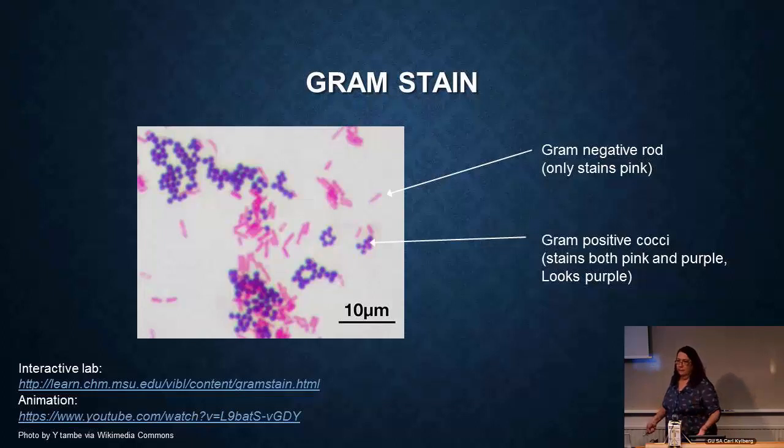But this is something we do in the lab. One of the first steps of trying to identify a bacteria is we look at them. Are they Gram positive? Are they Gram negative? And what shape are they? Those are very defining characteristics. So why is this? Why are there some pink and some purple?